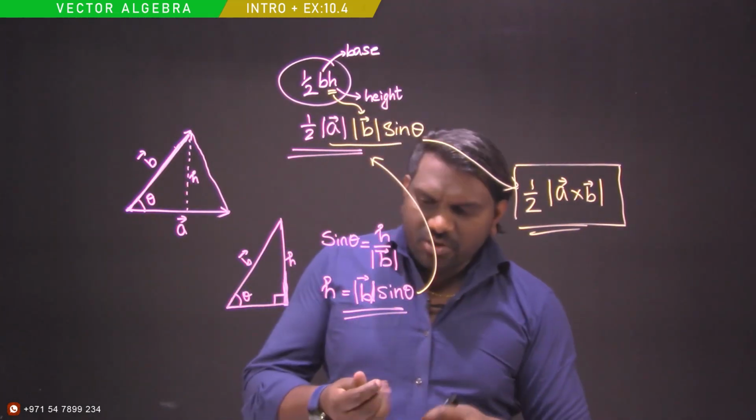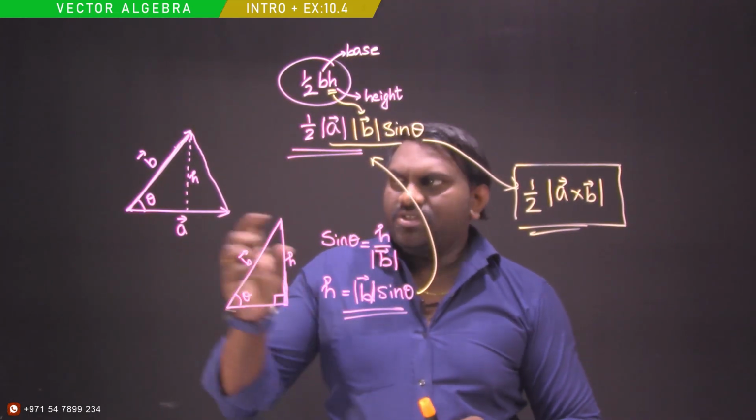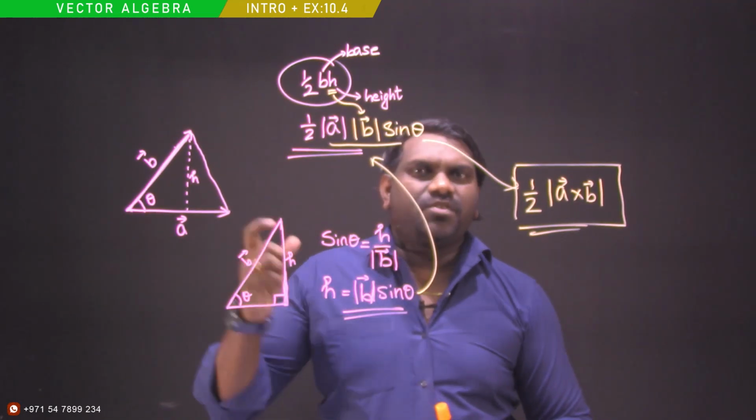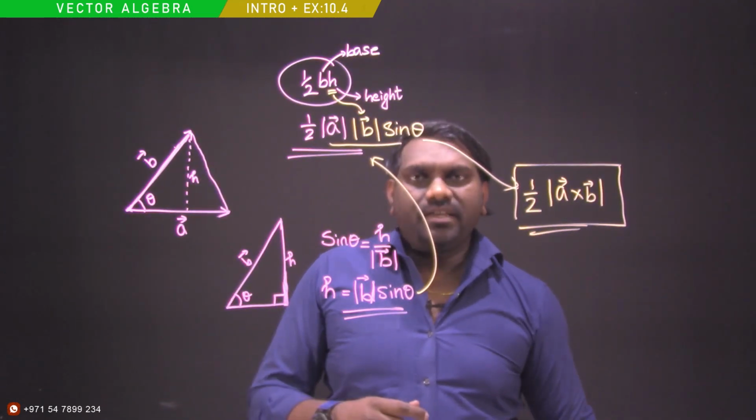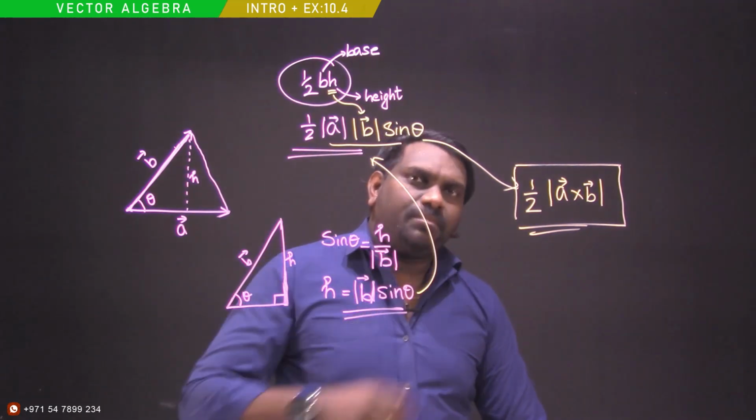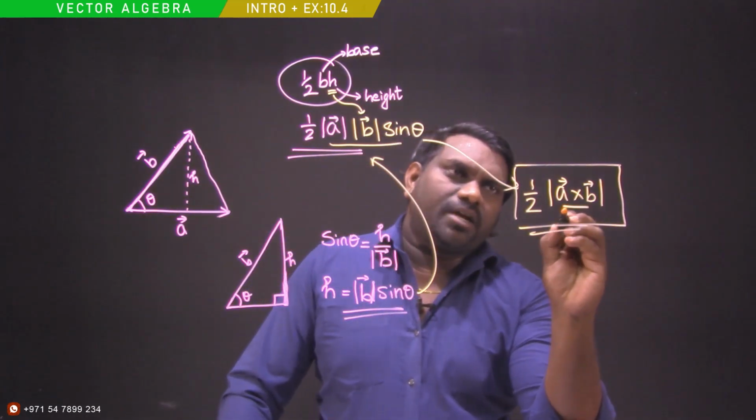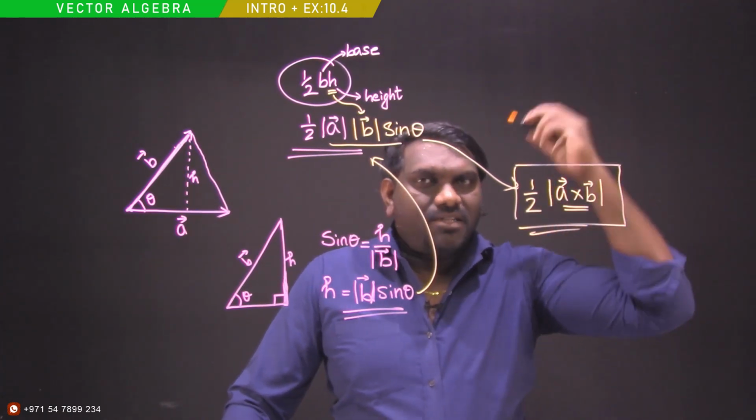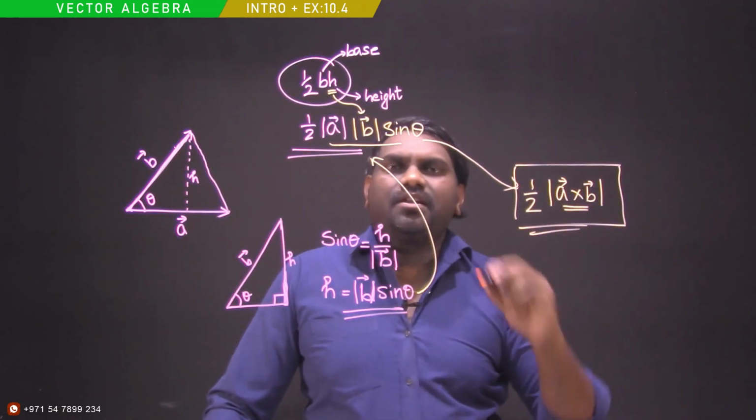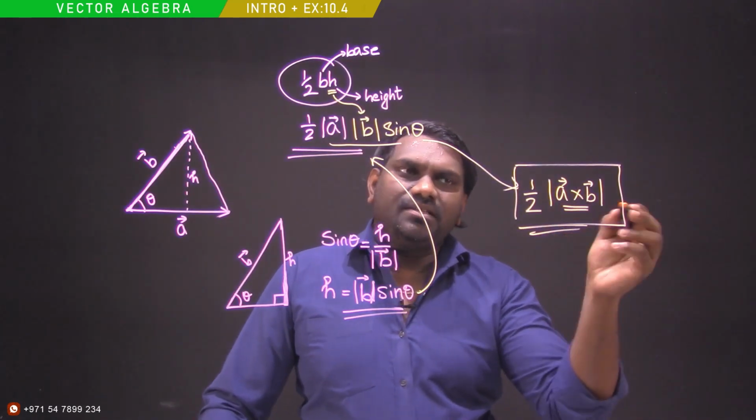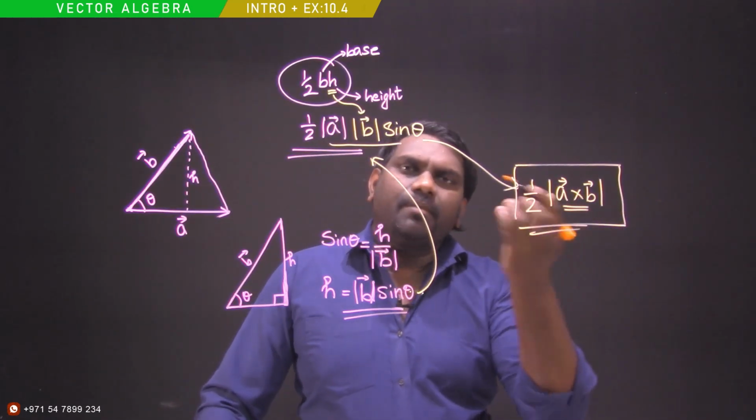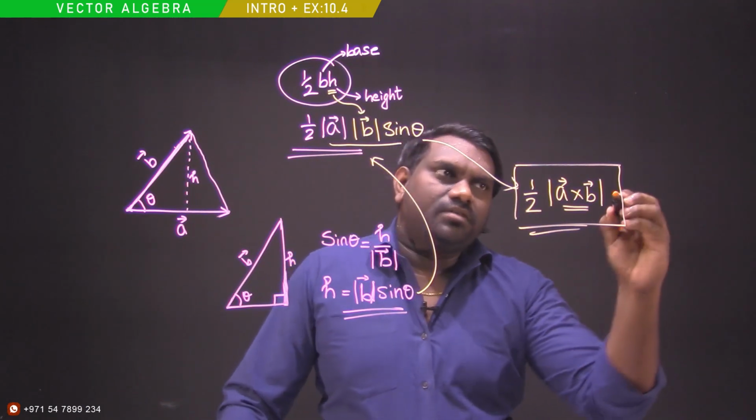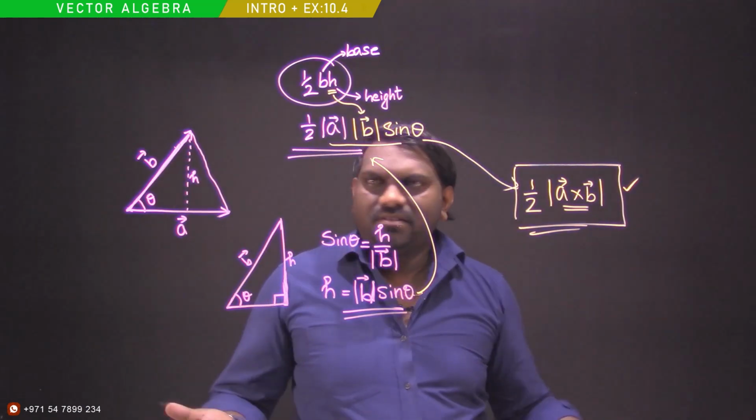So if you are ever asked, two vectors which represent the two adjacent sides of a triangle, and you are to find the area of the triangle, then you can simply find a cross b. How do we find a cross b? By the determinant method. Using the determinant method, once you take the modulus of the resulting vector, you will get a value, dear. That divided by 2, you will get the area. That's it. Done.